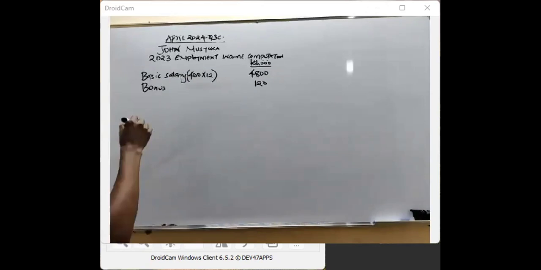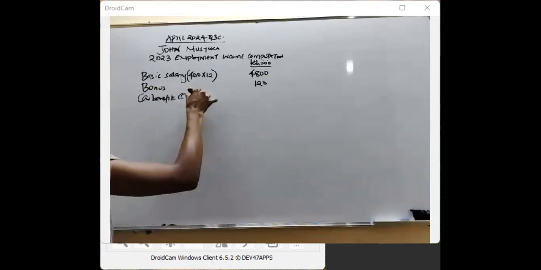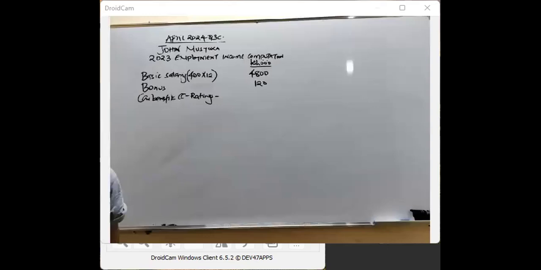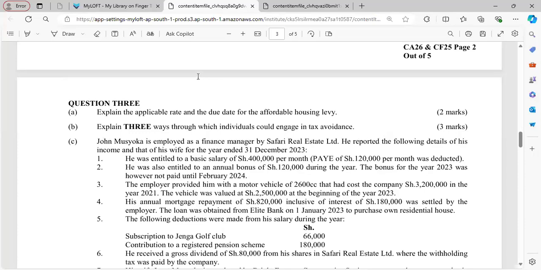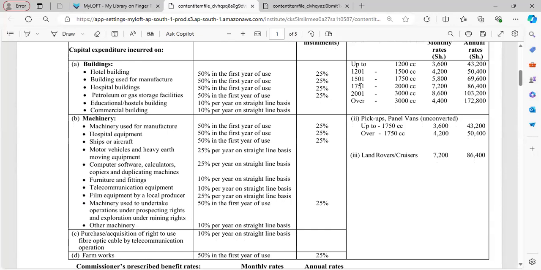So here we can talk about car benefits. Very simple things. We start with the CC rating, right? How much is the CC rating of the vehicle? We have been told it's 2,600. So when we have the 2,600, where are we supposed to go? You come back here, right? You come up here, and then you see the annual figures for the motor vehicle. We have been told it is around 2,600, so it is between 2,001 to 3,000 CC. Per month is 8,600. Per year is 103,200. So you come back here, then you go back to your question.